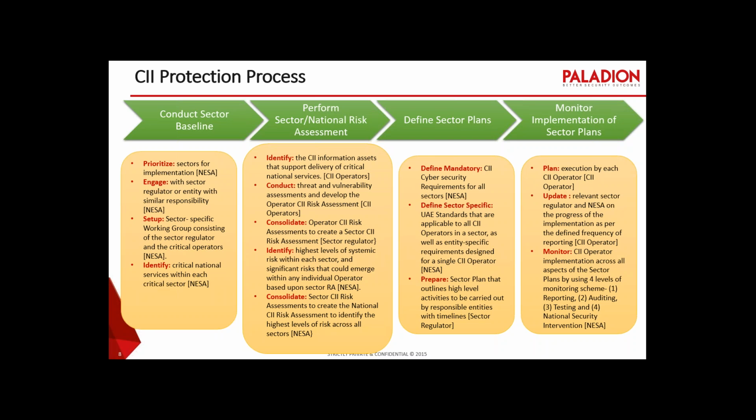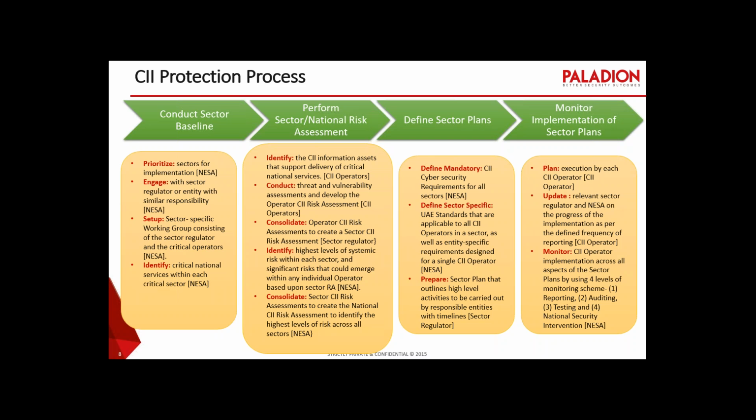And then going forward, conducting a threat and vulnerability assessment on those CIIs and develop an operator or entity CII risk assessment, which will be then consolidated by the sector regulator to form a sector CII risk assessment. So basically two risk assessments, one that would be developed by the entity, which will be called operator CII risk assessment, which then the entity will have to submit to the sector regulator, and then the sector regulator will consolidate and prepare the sector CII risk assessment.